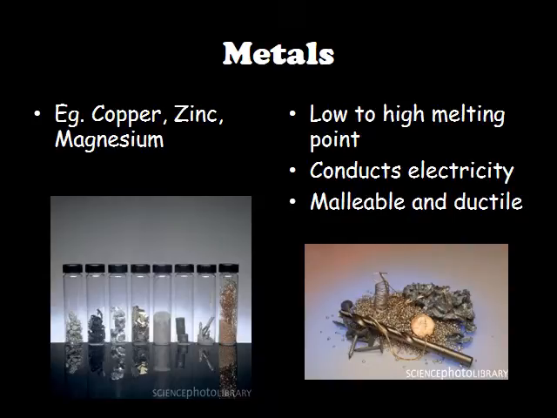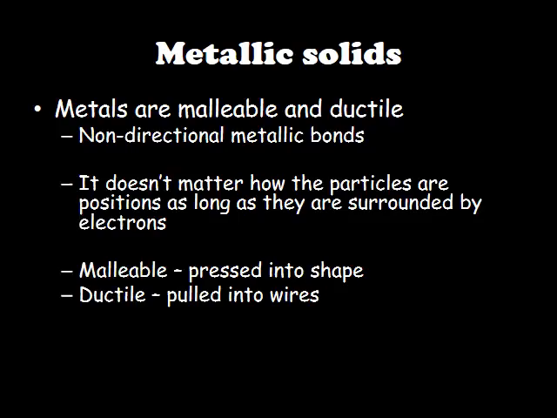So what are metals? The examples here we have are copper, zinc and magnesium. In terms of their properties, they have low to high melting points, so a range of melting points. They conduct electricity and they're malleable and ductile. Malleable means they can be bent into shape, and ductile means that they can be strung out into wires.